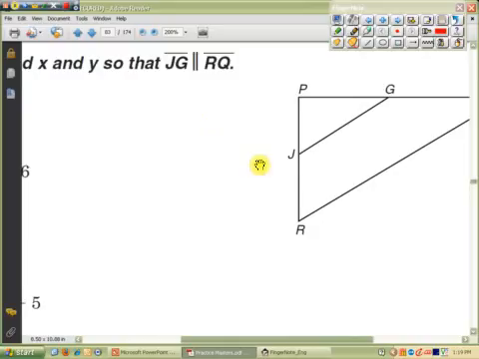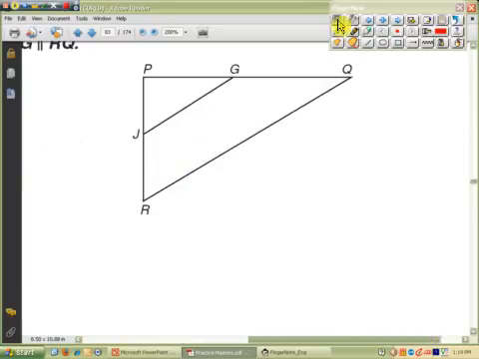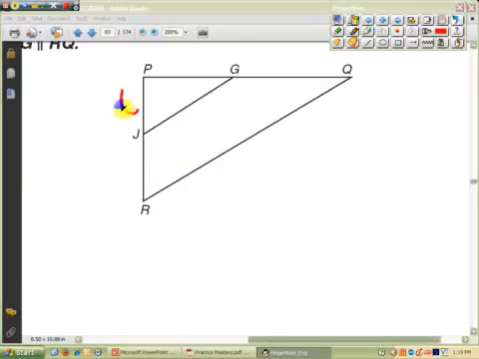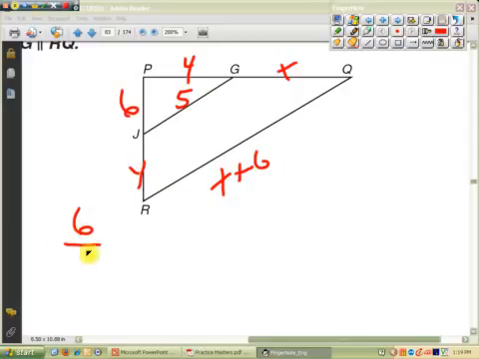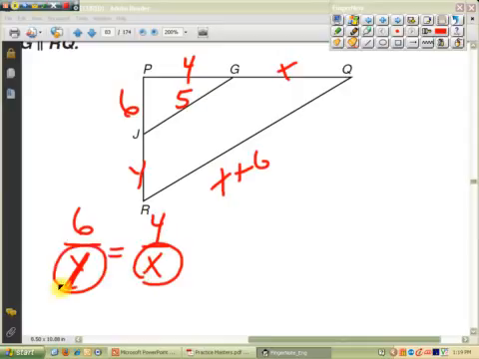So these are not equal, so this is also a no. Number 3 on the worksheet, we have to label the parts for this picture. PJ is 6, JG is 5, PG is 4, GQ is X, RQ is X plus 6, and JR is Y. Well, you can't set up a proportion like this, 6 over Y equals 4 over X, because there's an X and a Y together. You can't ever solve for one of them, so that doesn't work.